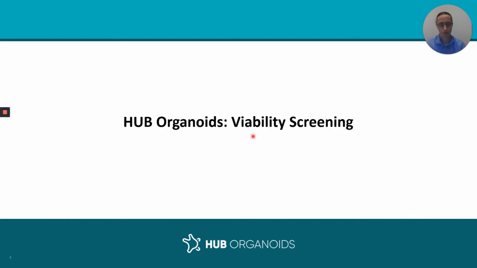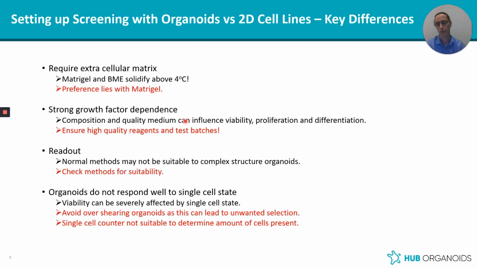So that's all good, but we also need to do some screens and experiments with them. So let's talk about viability screening. First of all, I wanted to point out some clear differences between organoids and 2D cell lines. Organoids require extracellular matrix. Within the lab, we actually prefer to use Matrigel over BME, although many tumor organoids and other organoids can grow using BME. If there ever is a difference between the two, it's usually Matrigel that is better.